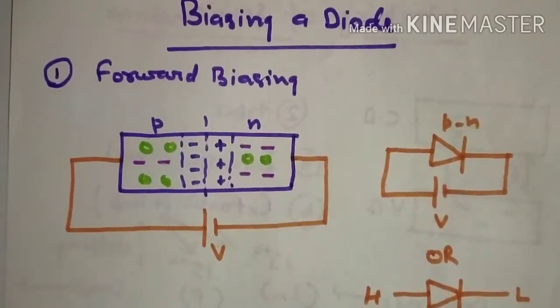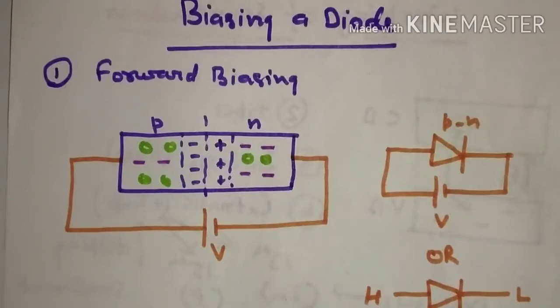So biasing, as in the earlier previous video I had described, refers to the connection of diode with battery or with cell. There are two types of the biasing. One is forward biasing, another is reverse biasing. So here we will see the forward biasing of diode and its characteristic.